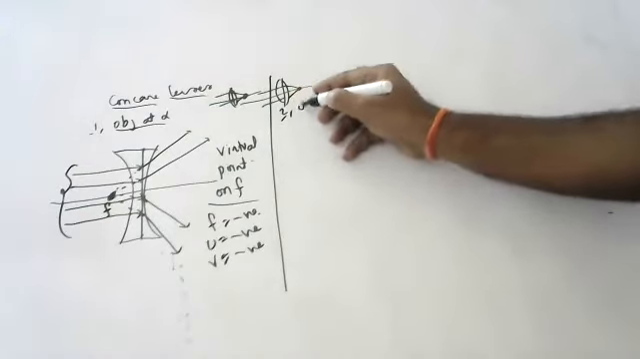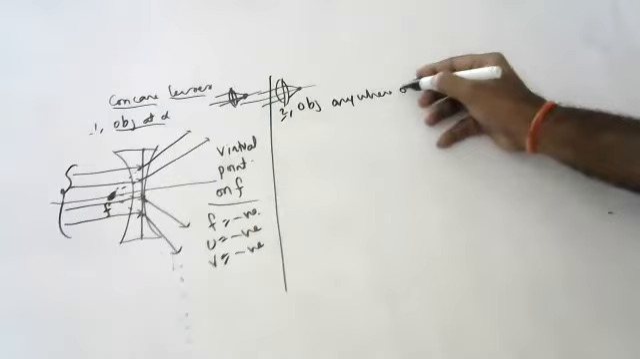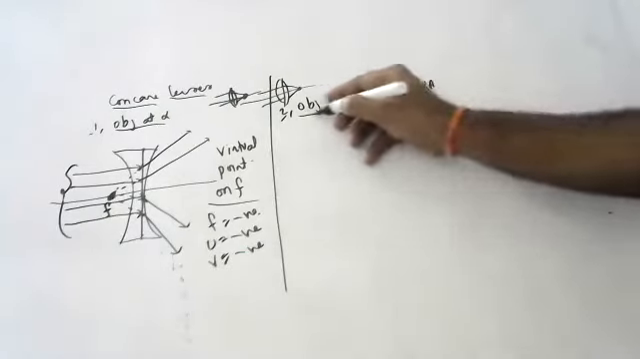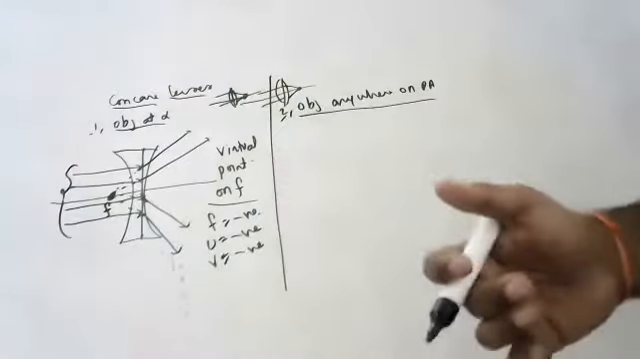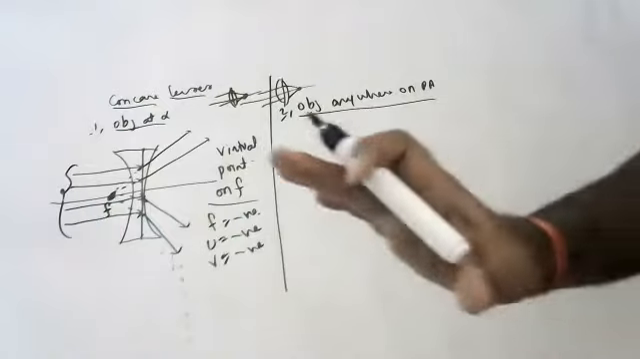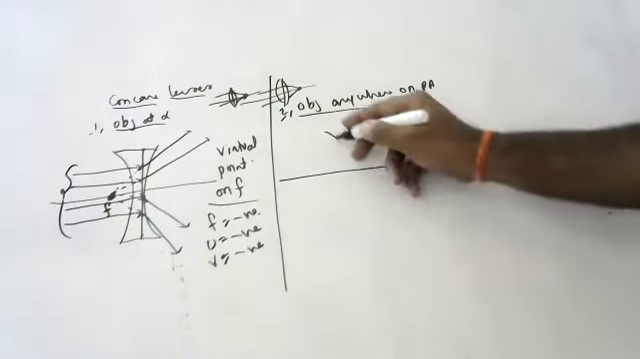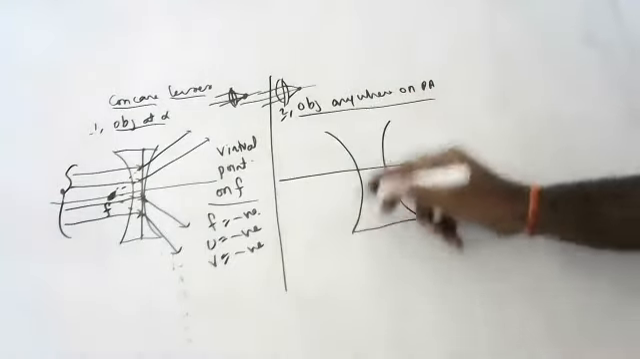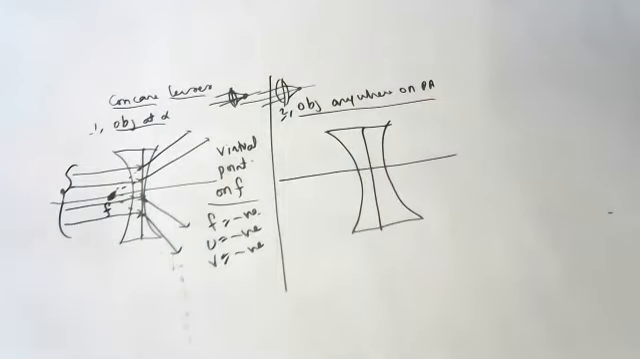Second one. Children, the next heading is object anywhere on the principal axis. Like a convex lens, beyond C, on 2F, between 2F and F, on F, between F and P, like that you will not have, children. All will be the same. Object anywhere on the principal axis you keep, you will get the same image. You don't have different headings for concave lenses, children. Only one heading will be there.